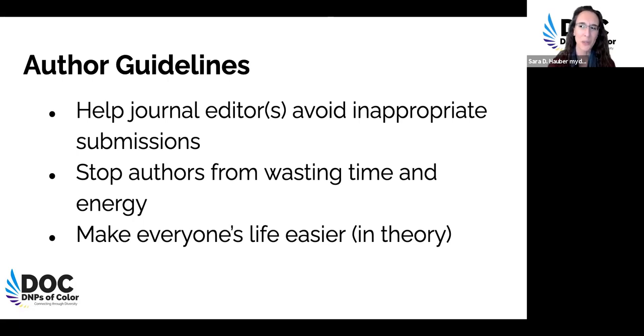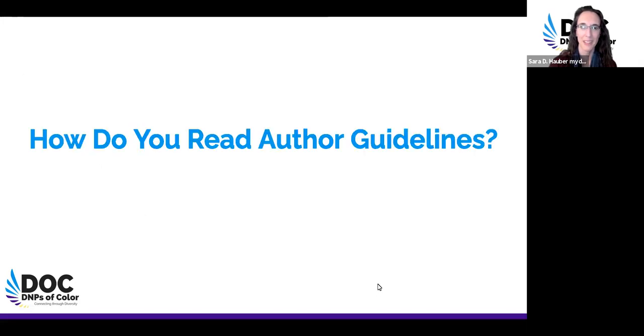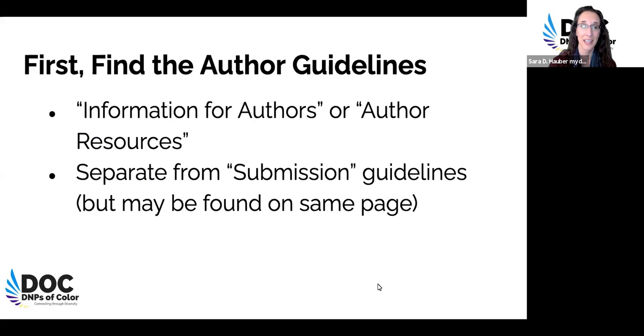You also don't want to waste your own time. So when you carefully read author guidelines and make sure that you're submitting to an appropriate journal, you're not wasting time preparing a submission for a journal that won't accept your work. Then you'll have to go back and start fresh, and all of that takes time. So in theory, the author guidelines are there to make everyone's life easier, both the editors and the authors. So let's get into it. How do you read author guidelines?